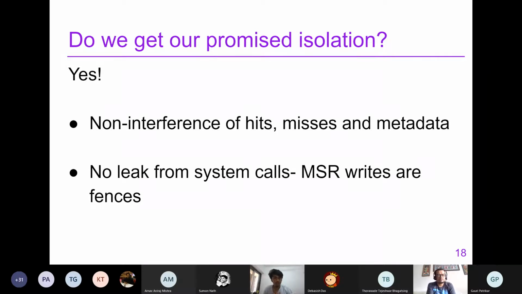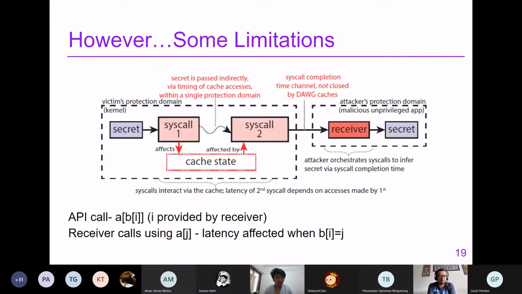Also there cannot be any leaks from system calls, because as I mentioned, MSR writes are fences, so they cannot be called in some speculative execution. This is the isolation that we get from this cache-based method, but there are still some limitations.